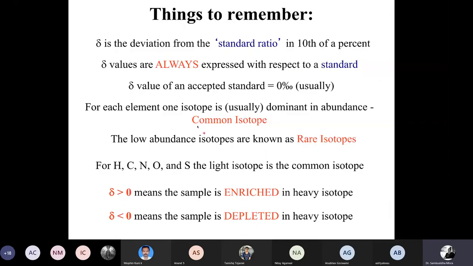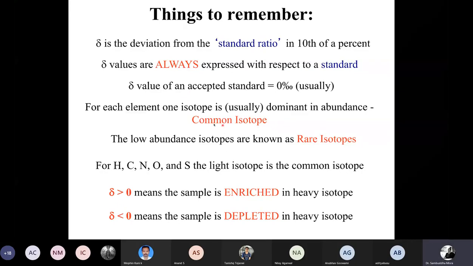A couple of things to remember. Delta is the deviation from a standard ratio. Okay. And it's always expressed with respect to a standard, and you have to specify the standard. And the delta value of a standard is 0, as expected. Okay.